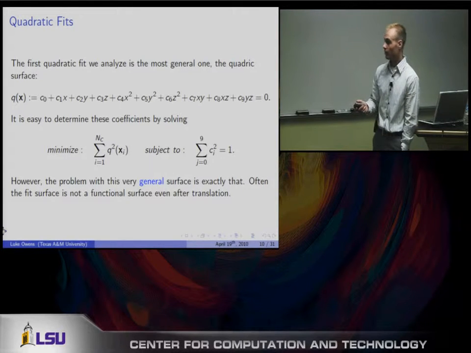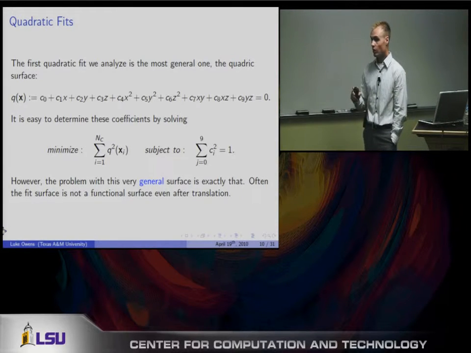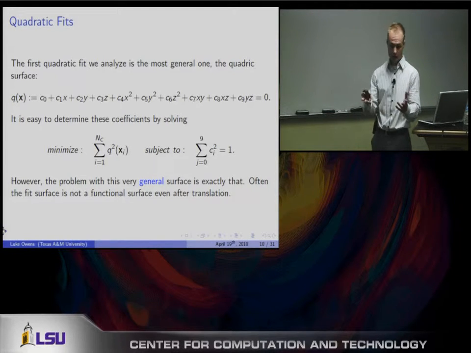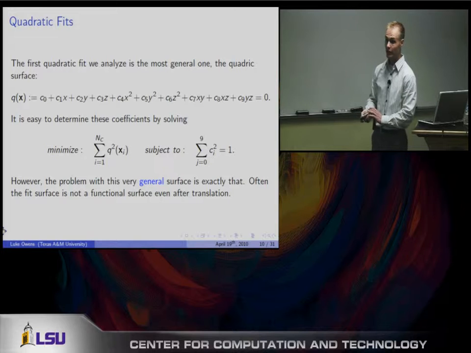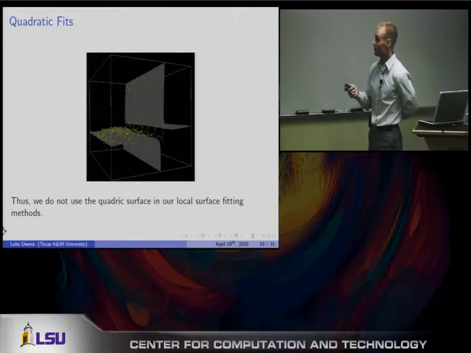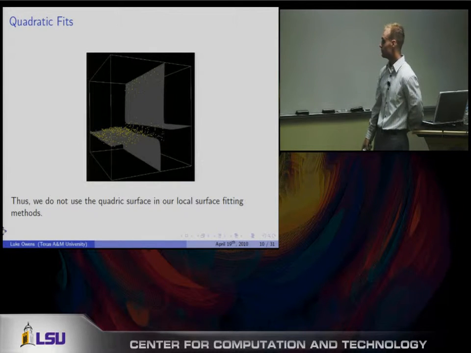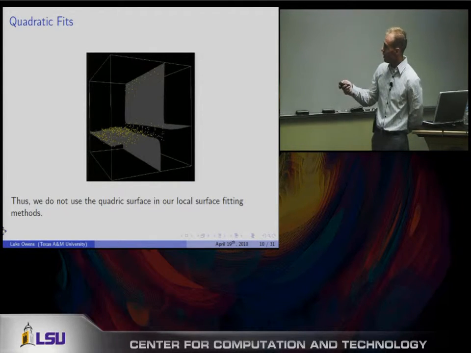But what is the problem? The problem is that our general surface is too general. There are too many different kinds of surfaces that this equation can create. For example, if we look at this, here's the corner of a building. It's where the building meets the ground. You can see the yellow data points here, and this was the best quadric surface, right? This is clearly not a functional surface.